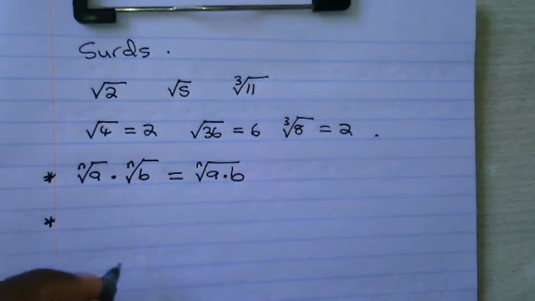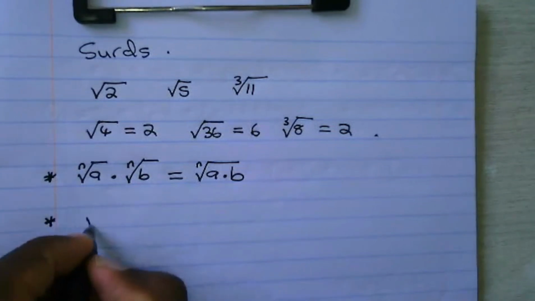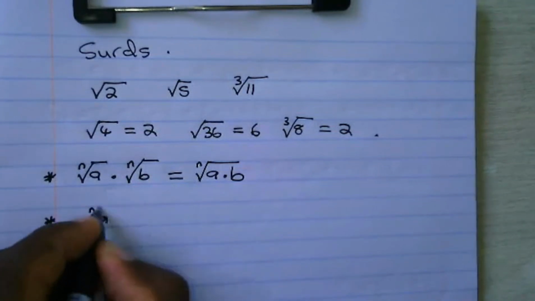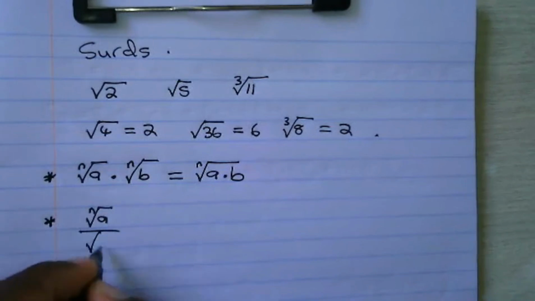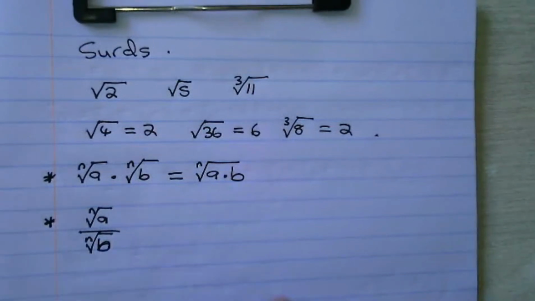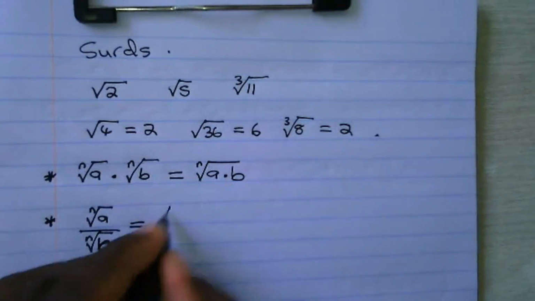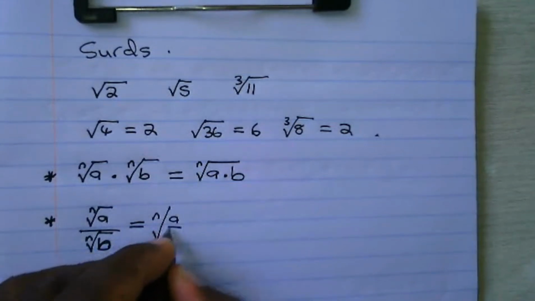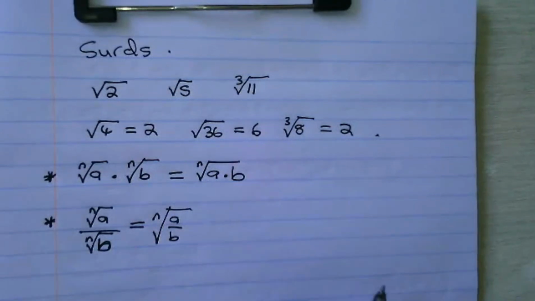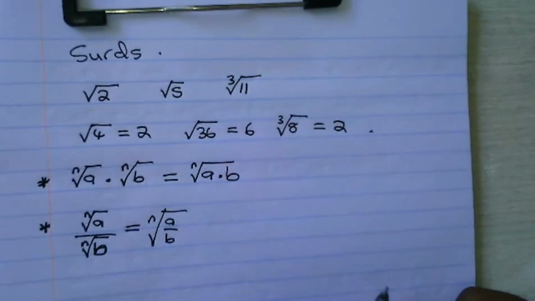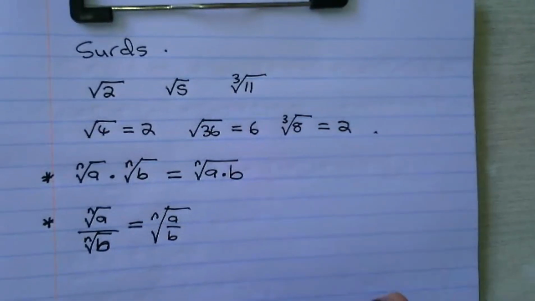And then the second one is a law on division. The nth root of A divided by the nth root of B will be equal to the nth root of A over B. So as you are dealing with surds, these are the two laws that you have to consider.